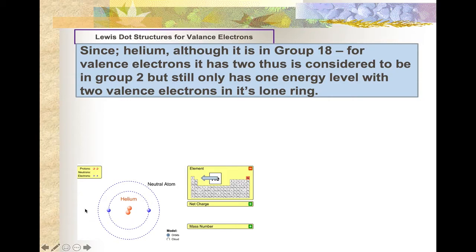So we know it's helium because it has 2 protons. It's atomic number 2, so it has 2 protons. And since it's neutral, it has 2 electrons. And they both go on this first ring. That's the first ring. So it has 2 valence electrons.